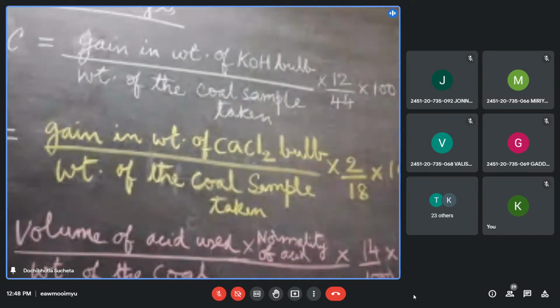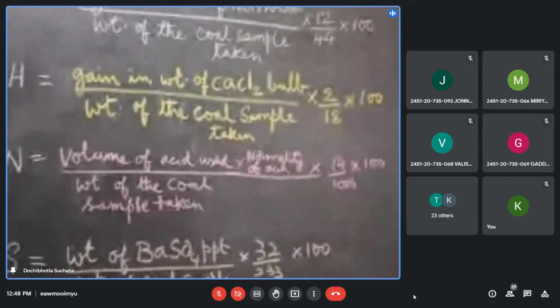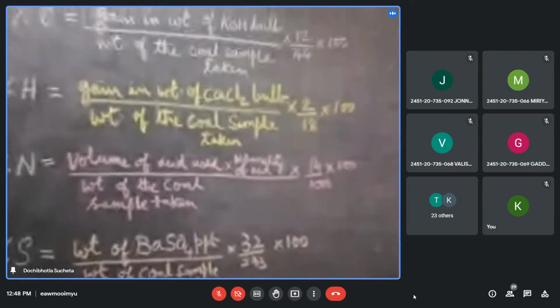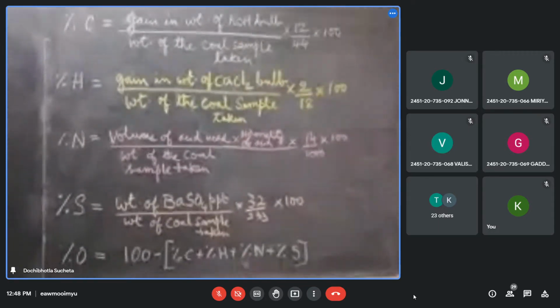If you are writing the formulae, please do take it down at one place. These are the formulae that are to be documented. Take down the formulae, please.